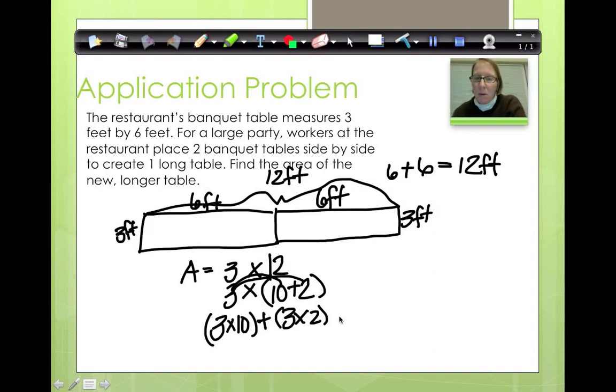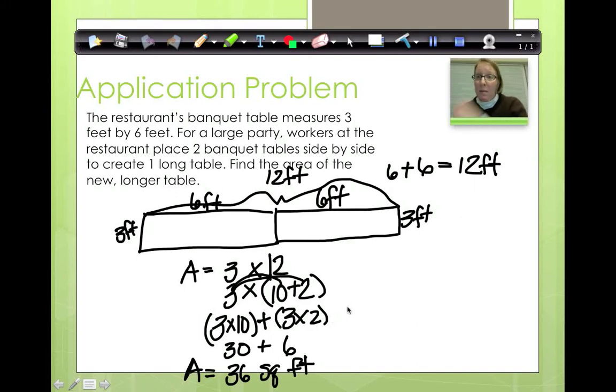Now I'm going to multiply, and then I'm going to add. So 3 times 10, oh, that's so easy. That's 30. Plus 3 times 2, what is that? That's 6, right? So my area equals 36 what? Square feet. And this is my answer.